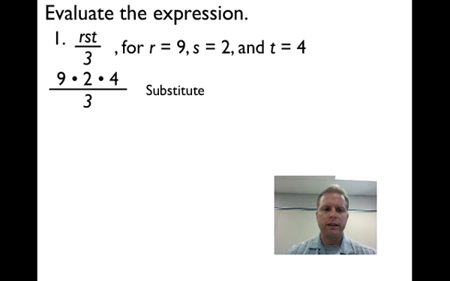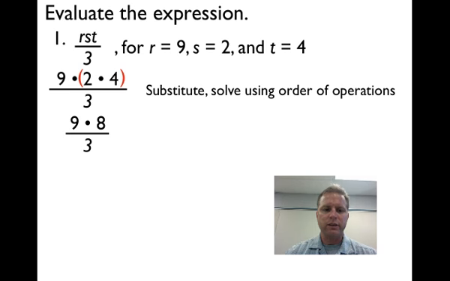You could do 9 times 2 and get 18, but then 18 times 4 might be a little hard to do in your head. If we switch things around a little bit and do 2 times 4, that's going to give us 8. Then you can do 9 times 8. Most of you should be able to do that. That gives us 72 divided by 3. A fraction bar means division. So 72 divided by 3 is 24.